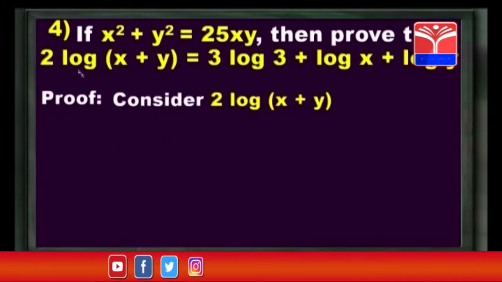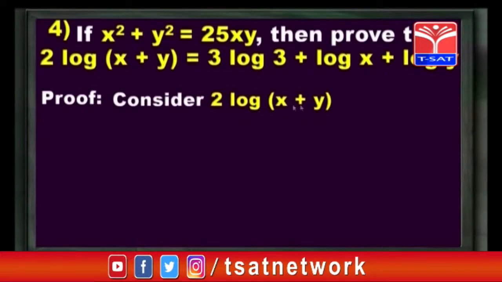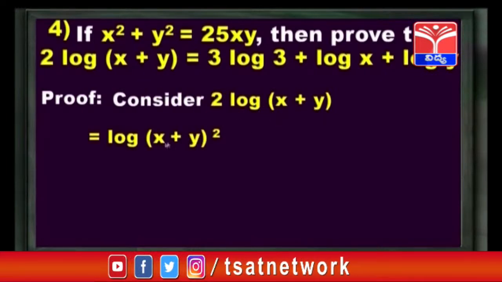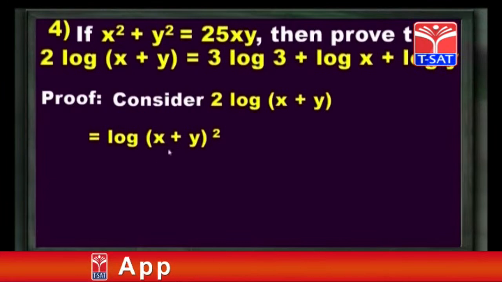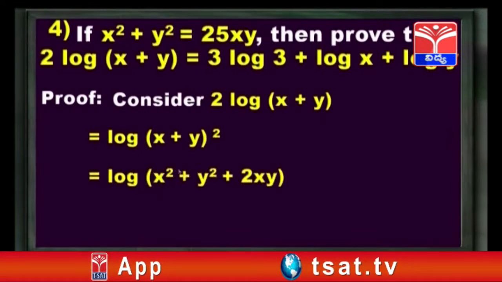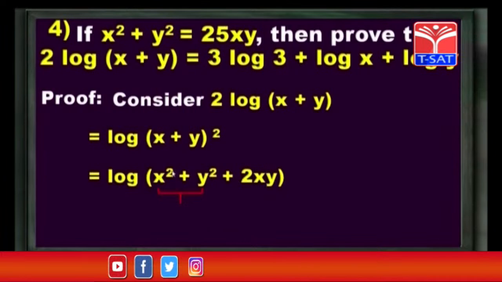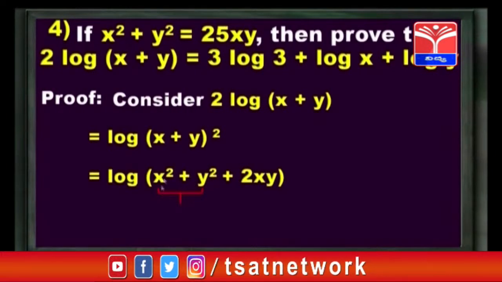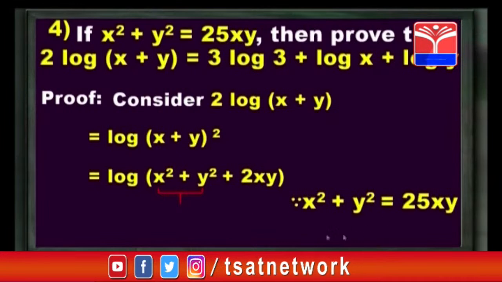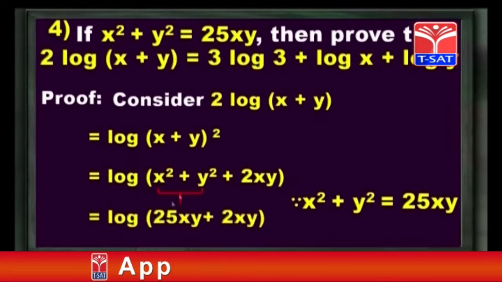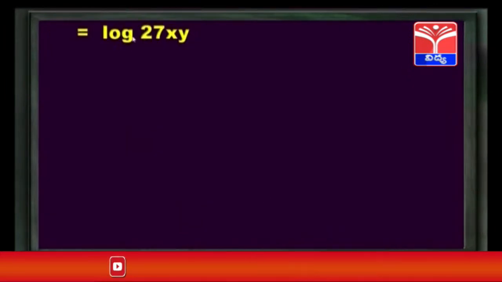Proof: consider the left hand side 2 log (x plus y), which by the power rule I can write as log of (x plus y) whole square. So (x plus y) whole square, expanding this, is x square plus y square plus 2xy. x square plus y square is given in the question as 25xy. If I substitute here, log of 25xy plus 2xy becomes 27xy, so log 27xy.